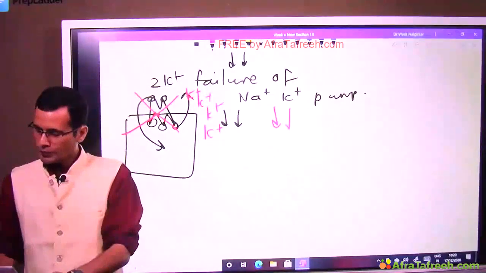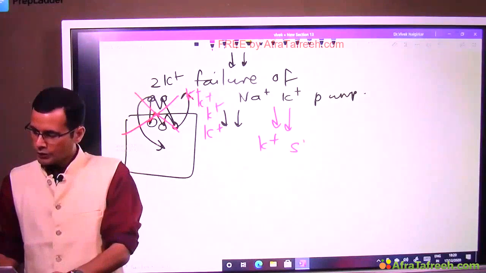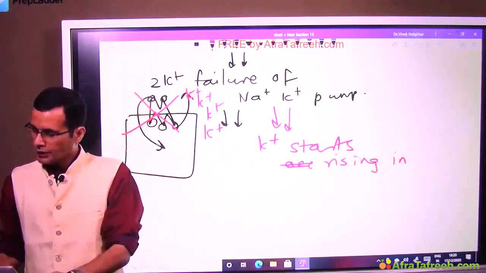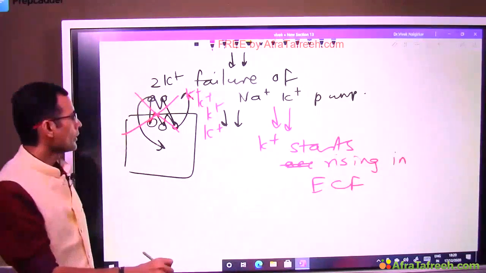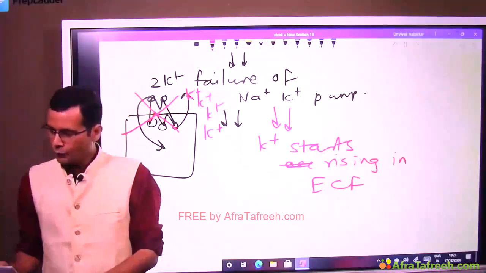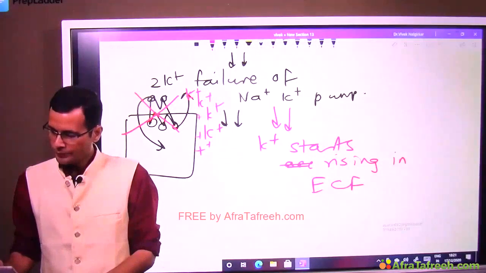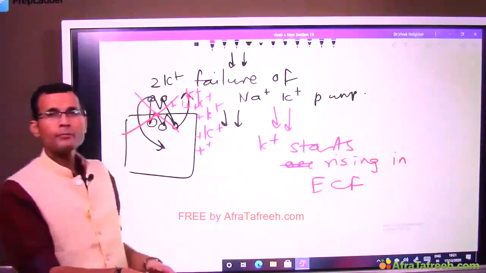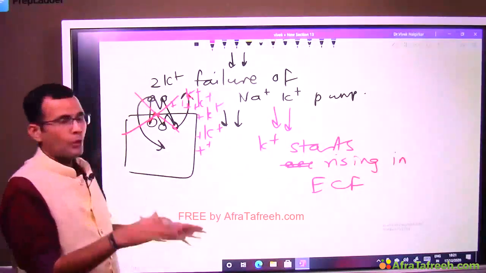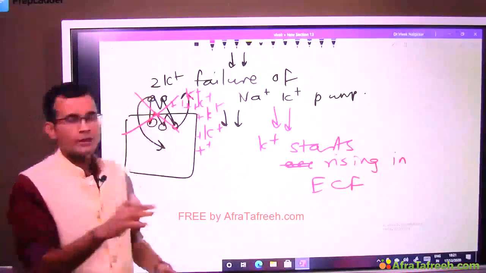Failure of the sodium potassium pump. So potassium starts accumulating or rising in the ECF. It can't come back in. So it starts lining just outside the membrane. Right? It starts lining outside the membrane. And because these positive charges, they start lining outside the membrane.